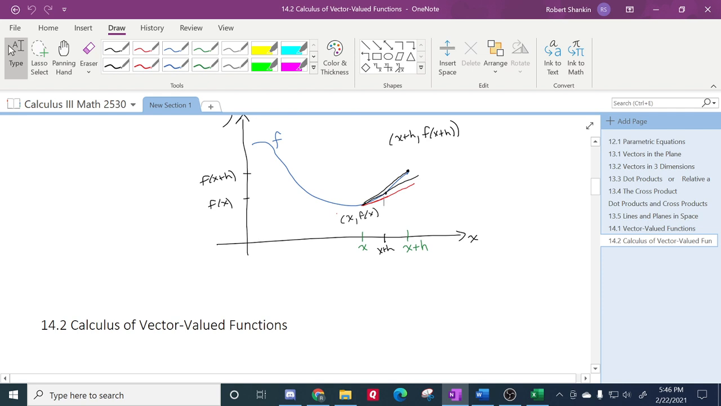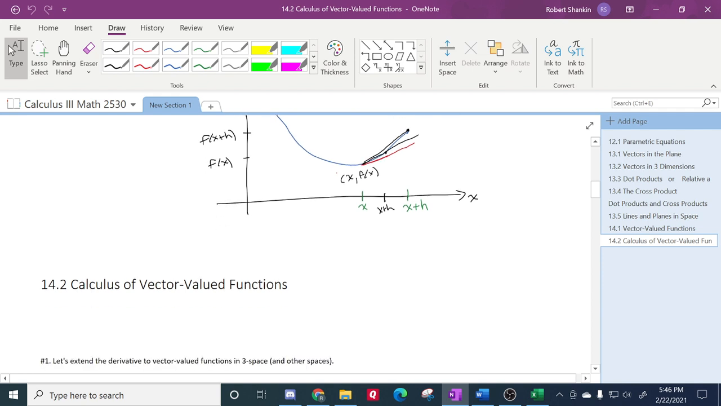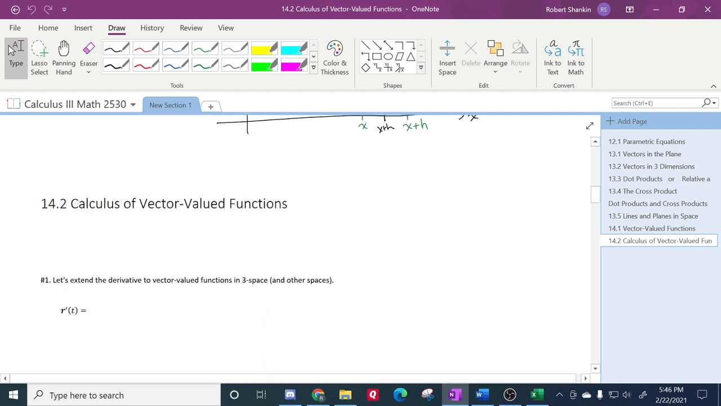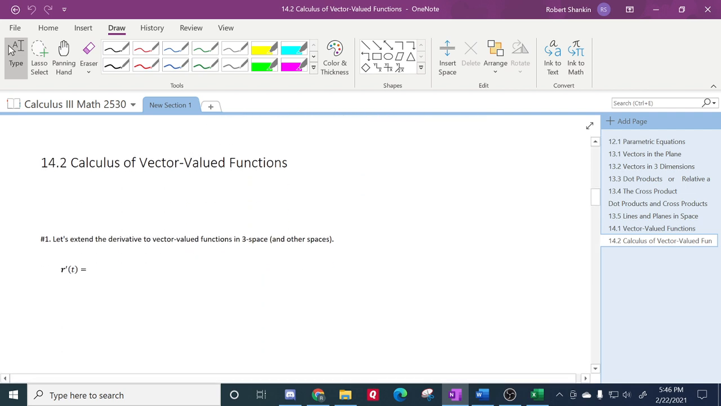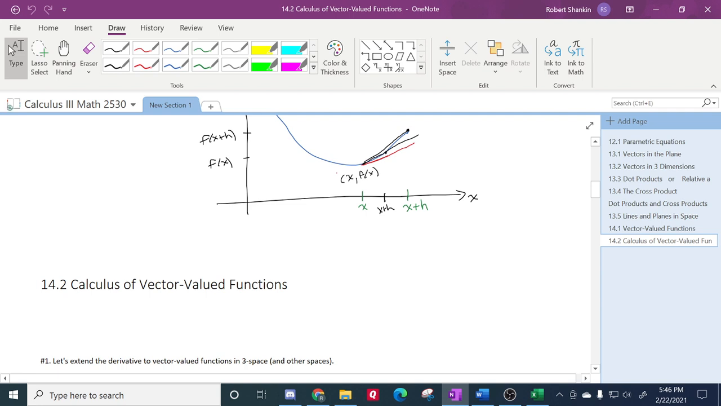Alright, if no questions, let's move on to 14.2. Calculus of vector valued functions. Alright. And vector valued functions, let's go over them again. The input is just the variable t. So vector valued functions are like this.